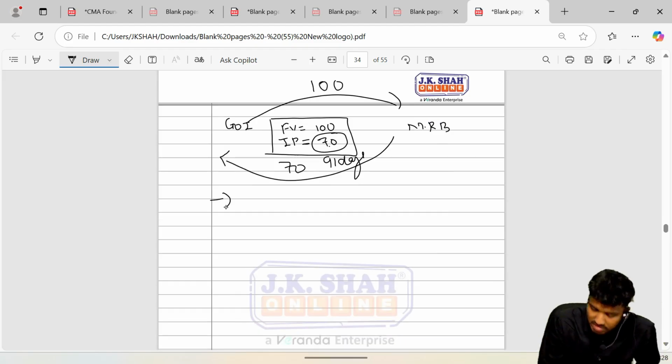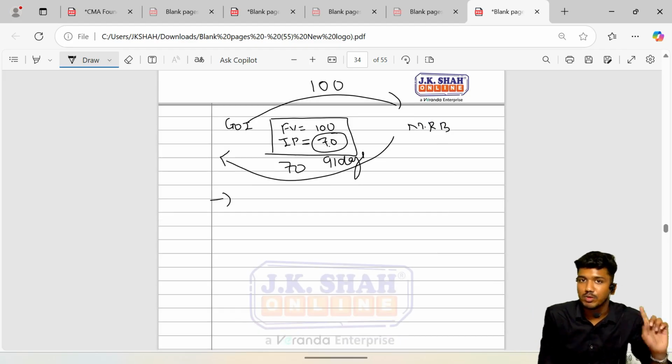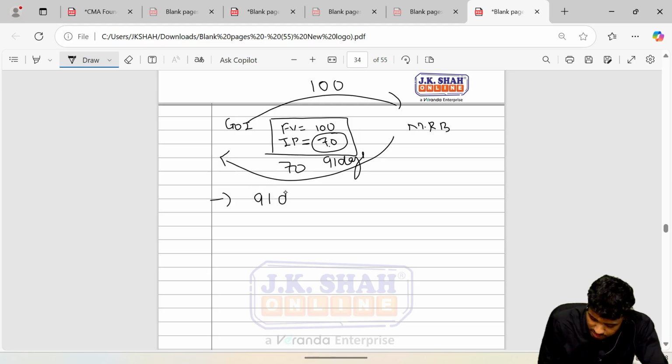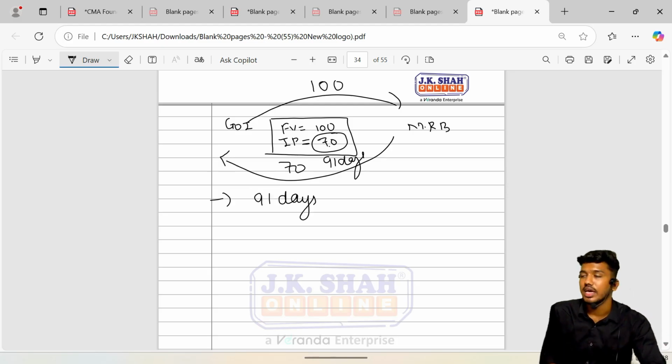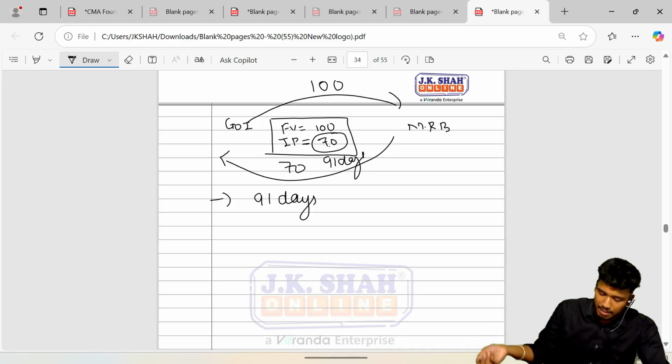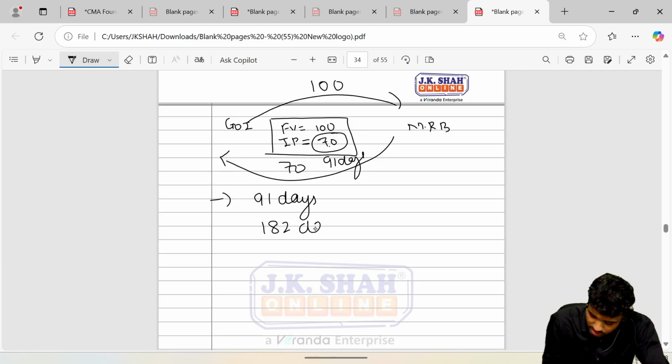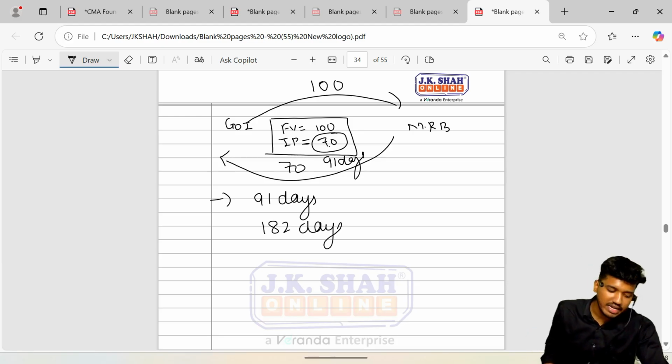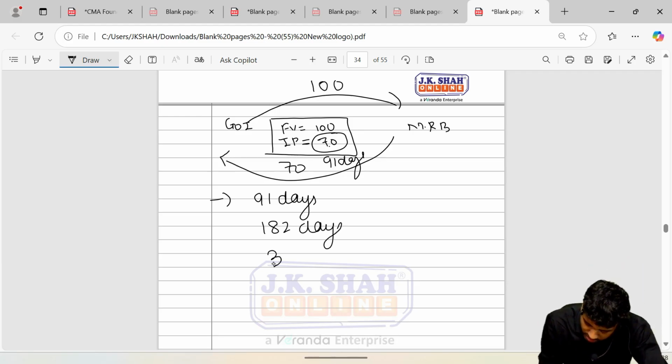Primarily when the treasury bills concept was introduced in the market, it was first for 91 days. Later, in 1986, the concept was made for 182 days. Next, in April 1994, it was made for 364 days. So that way it was.